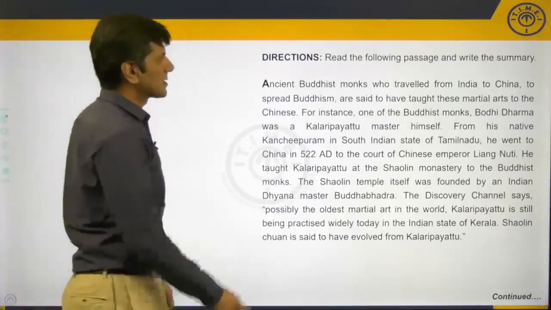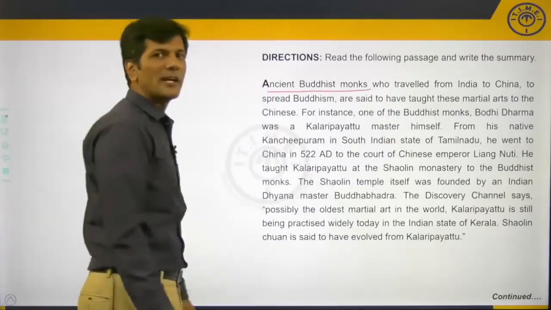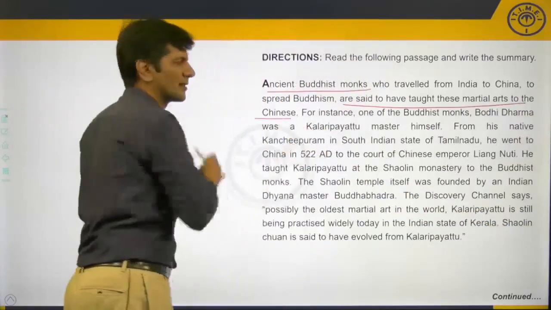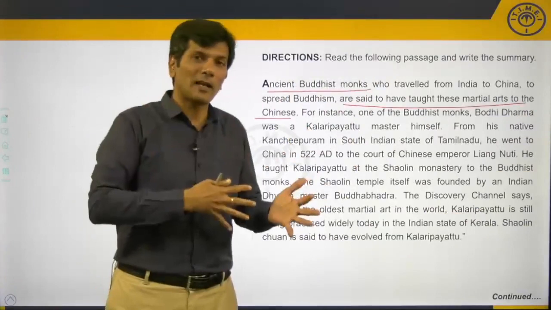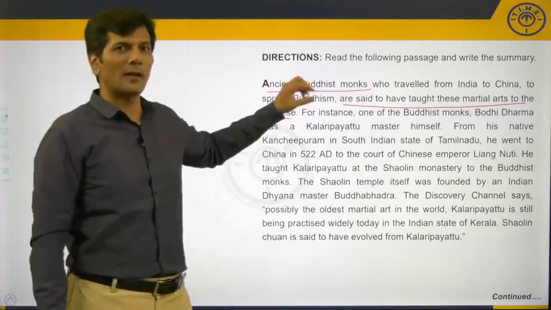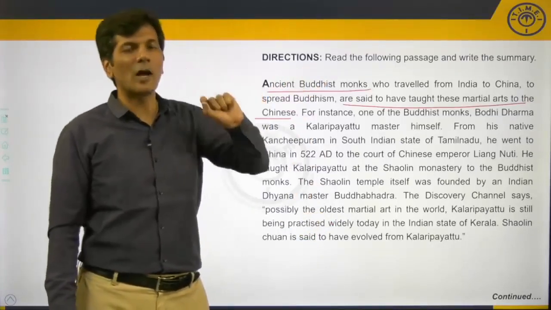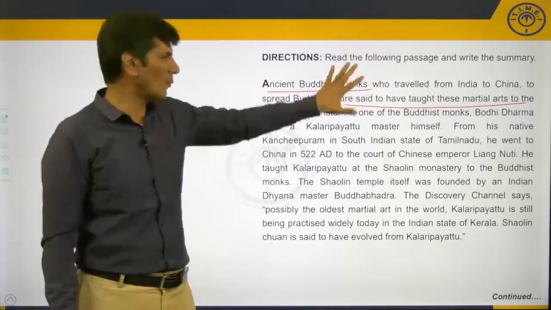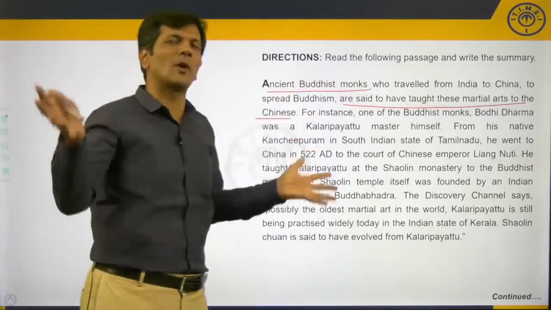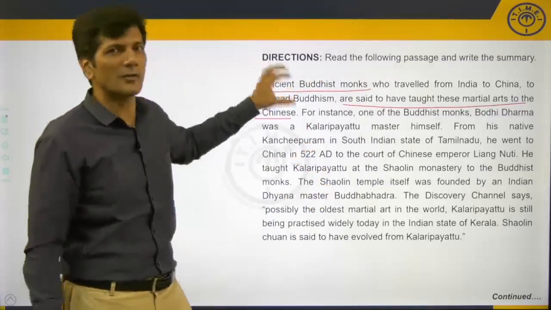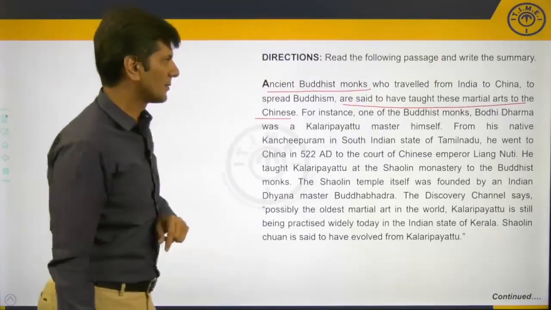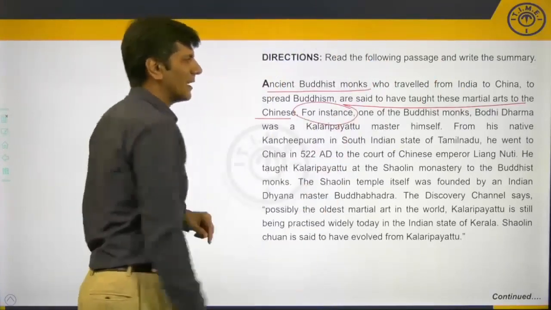Now, the second paragraph says, ancient Buddhist monks who traveled from India to China to spread Buddhism are said to have taught these martial arts to the Chinese. So, your previous paragraph started off with that being the mother of all martial arts, the oldest one. Now, in the second paragraph, the first sentence gives you clues to anticipate what this could be. Here we are talking about how this actually spread to other parts of the world. Buddhist monks who traveled from India to China didn't just take Buddhism, they also took Kalaripayattu and taught the Chinese. "For instance" is a keyword.